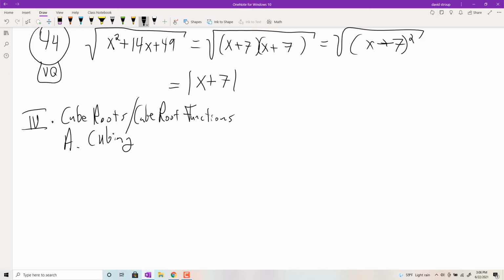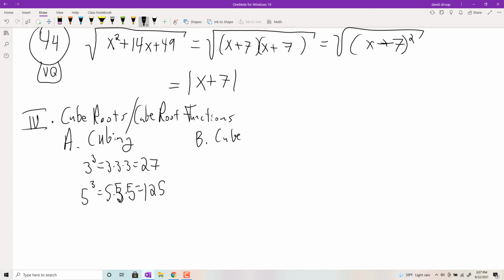Just in general, what is cubing something? We've already kind of dealt with this when we dealt with our slope formulas back in the day. So for example, 3 cubed is just 3 times 3 times 3, which of course is 27. 5 cubed is 5 times 5 times 5, which is 125. Okay. And then doing the cube root just undoes that process.